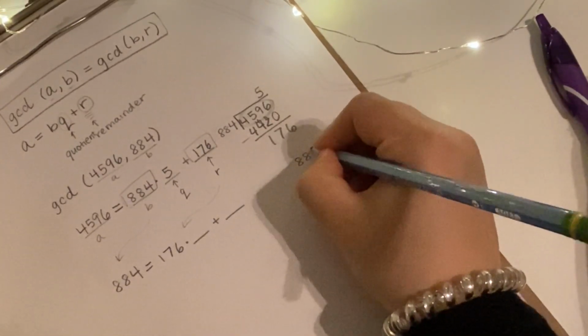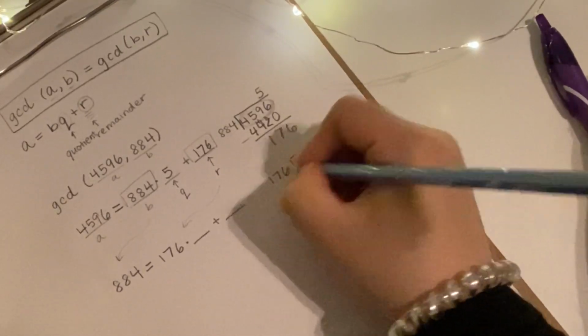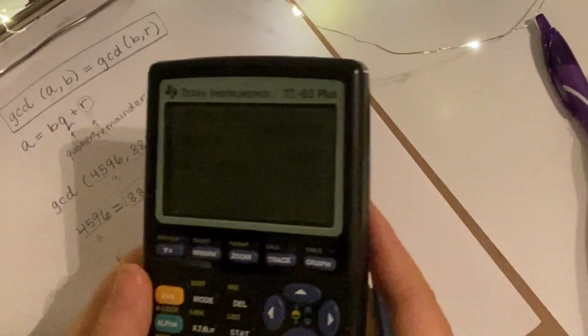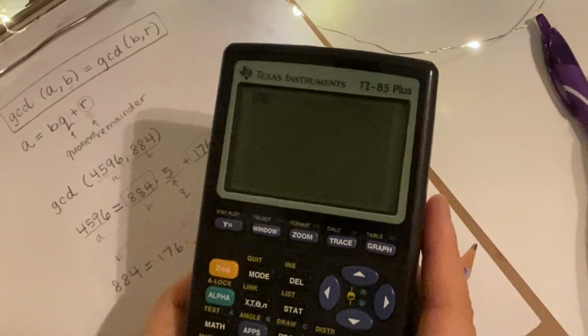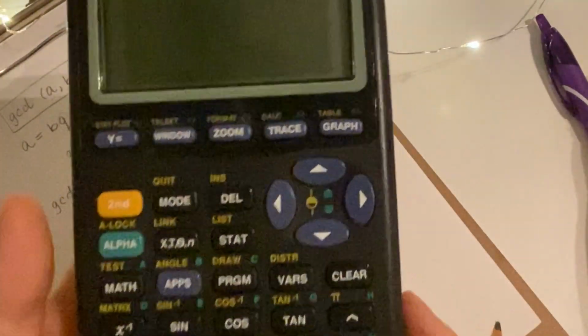So I carry this again. Again, I can do the long division. Notice that this time it's significantly smaller. So again, 884 divided by 176. Right.